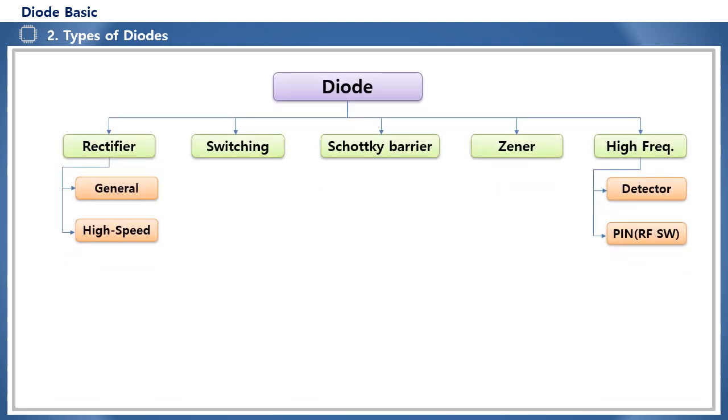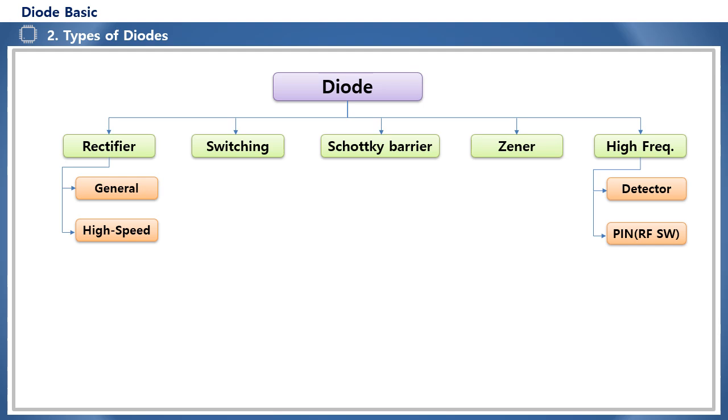Diodes are classified by function according to the application circuit, by current capacity, and by size or package shape. According to the classification by the function or operating characteristics of the diode, rectifier diodes for converting alternating current to direct current are divided into general rectification for low frequency and high-speed rectification for high frequency, and switching diodes for turning on and off power or signals.